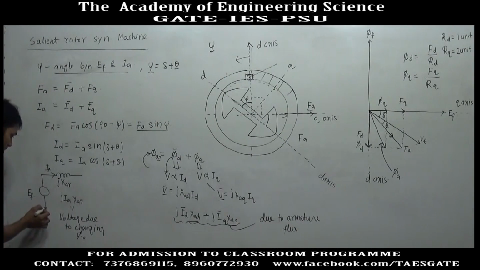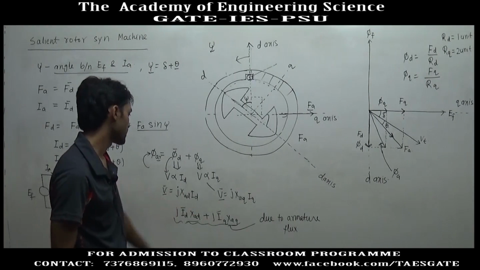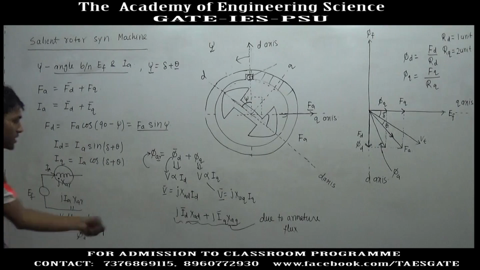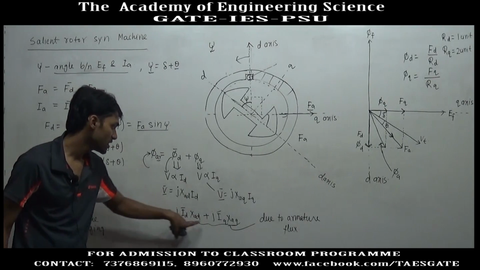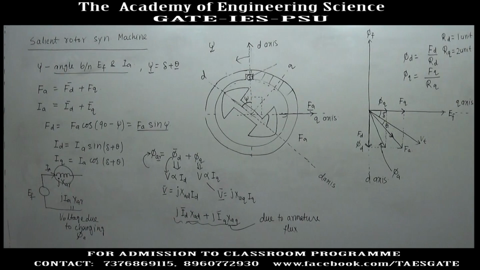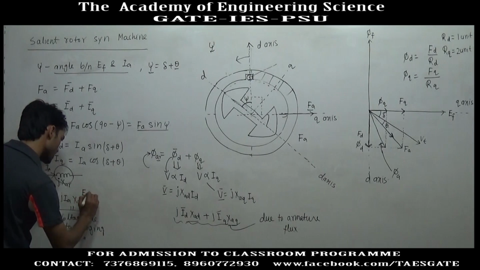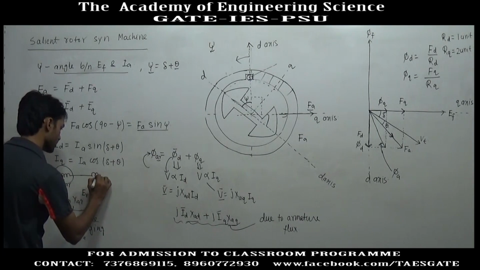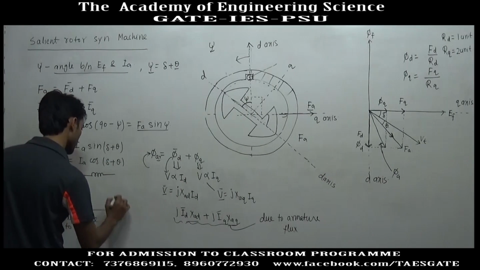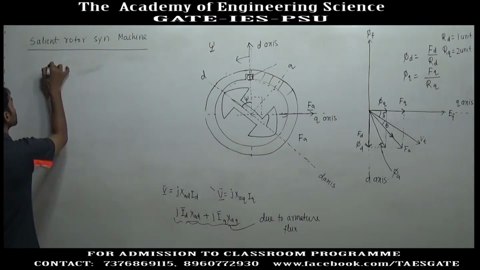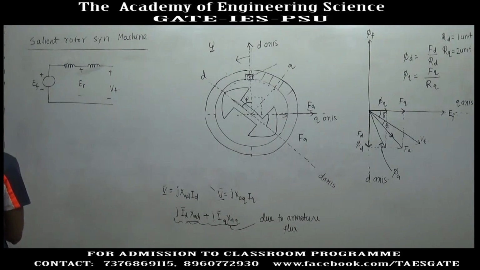So, in a cylindrical machine the effect of armature reaction is modeled into a single reactance. Here we will have voltage drop in two reactances, and in both the reactances the currents are different. Here we have ID and IQ, and after this point we have the generated voltage, and further if we take the effect of leakage flux, we will get the terminal voltage. This is the effect of armature reaction.